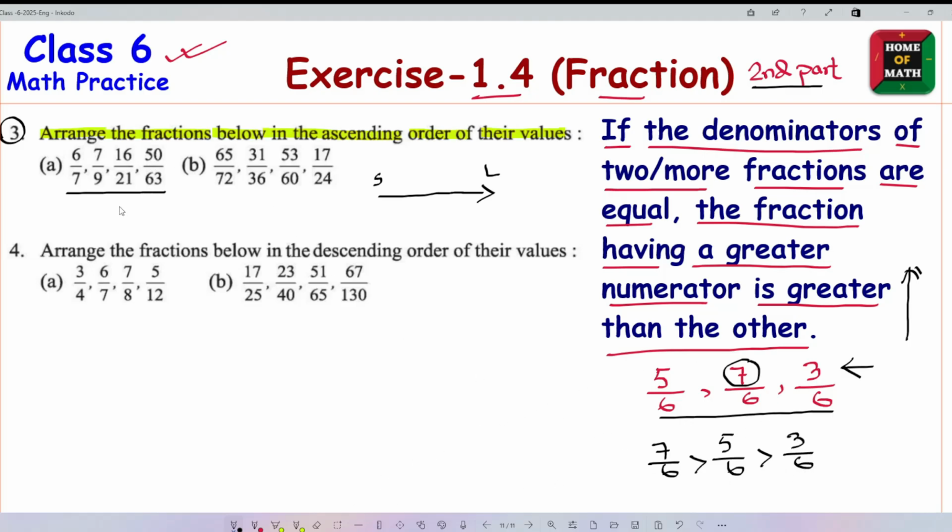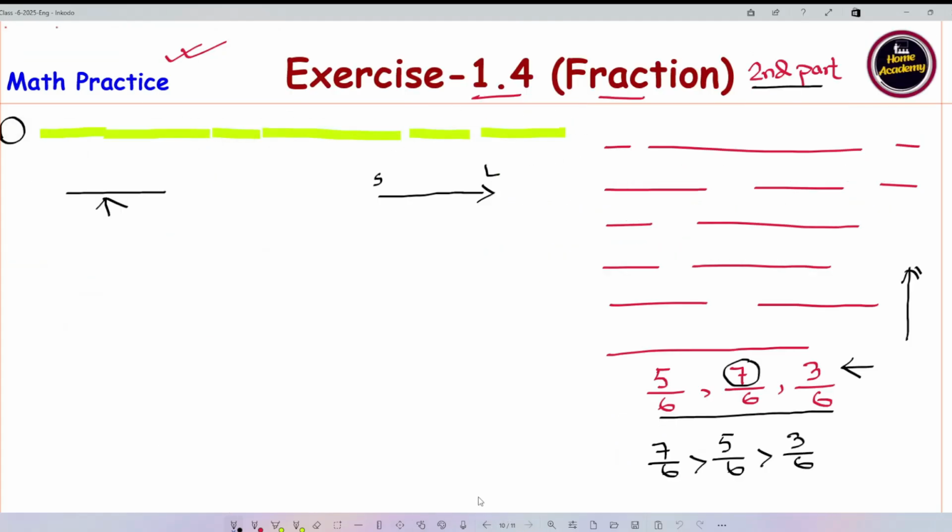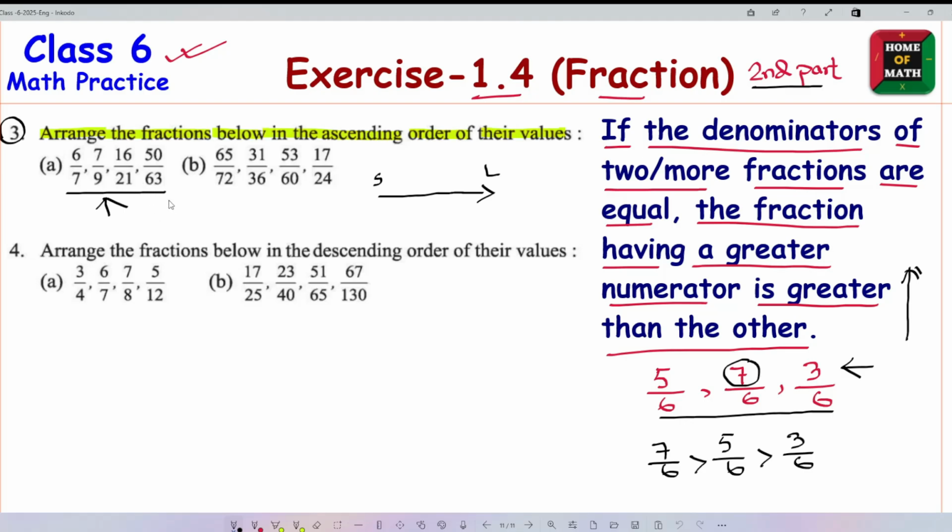Same thing, we will make these kinds of fractions, but look, here the denominators are not the same. So in this case, as in number 2 where we made equal denominators, here also we will make all the fractions have equal denominators. So number 3a, here the fractions are 6 by 7, 7 by 9, 16 by 21, 50 by 63.